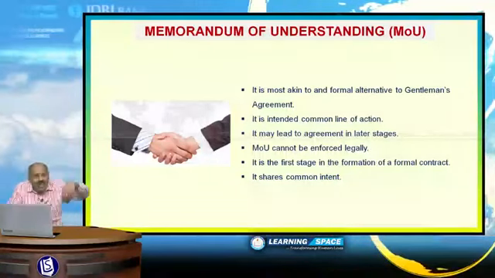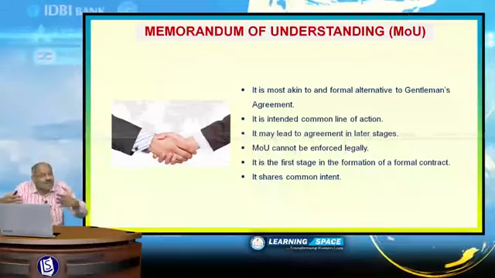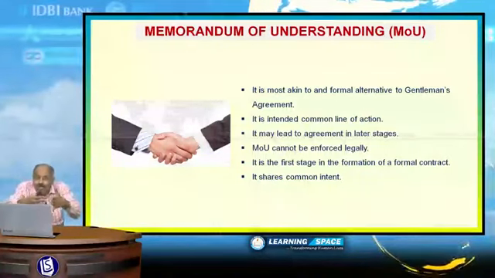And it shows the intended common line of action. Both the parties informally came to the understanding to tread some path. Then it may lead to agreement in later stages. First step is memorandum of understanding. Next step is agreement. And MOU cannot be enforced legally.